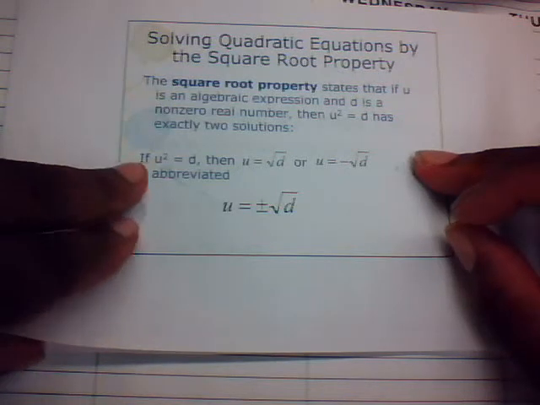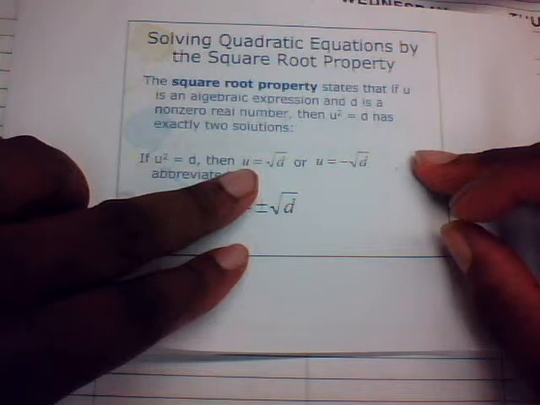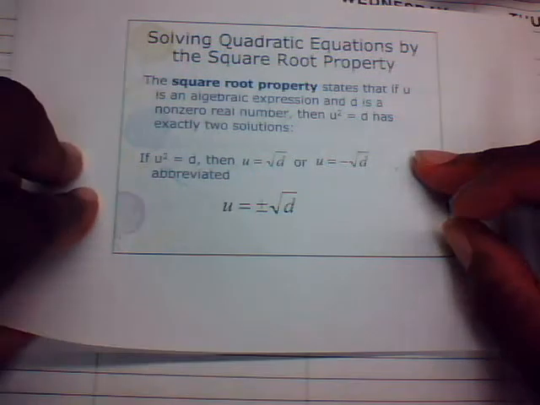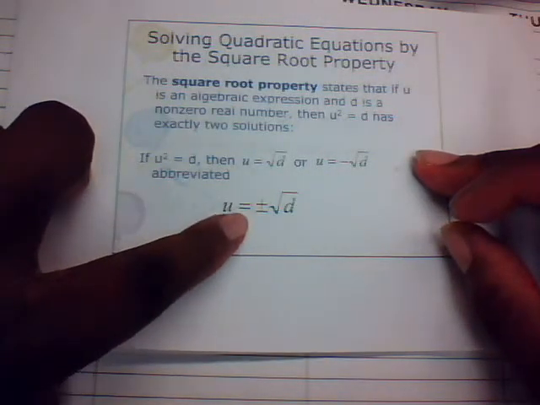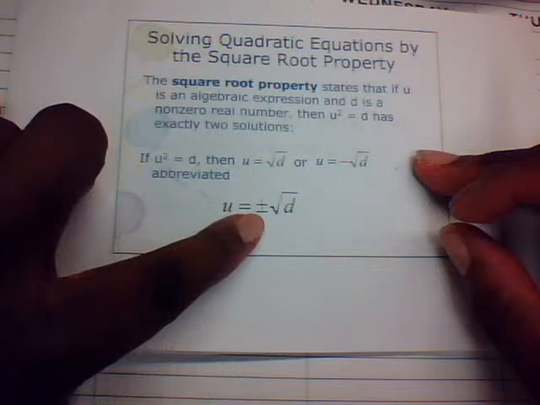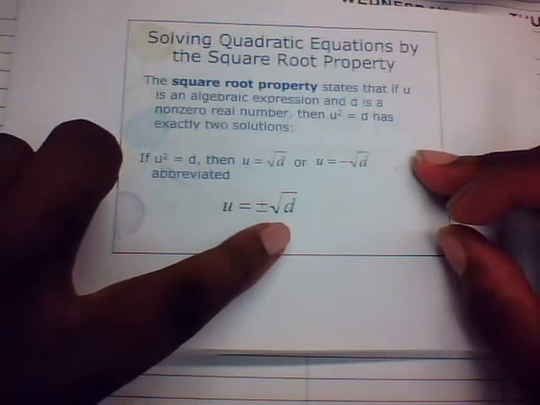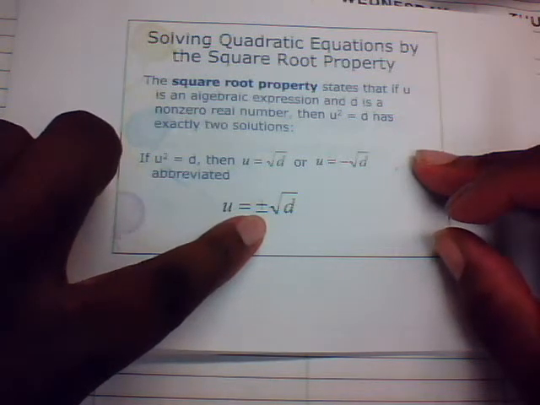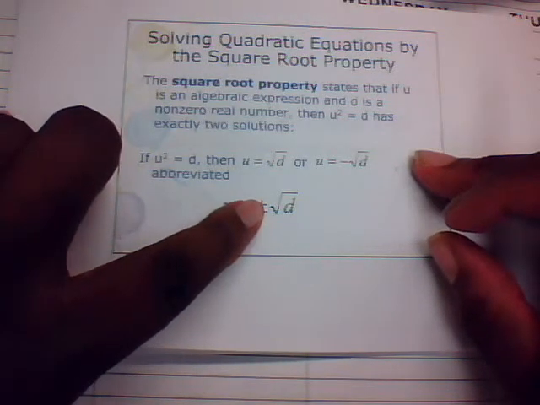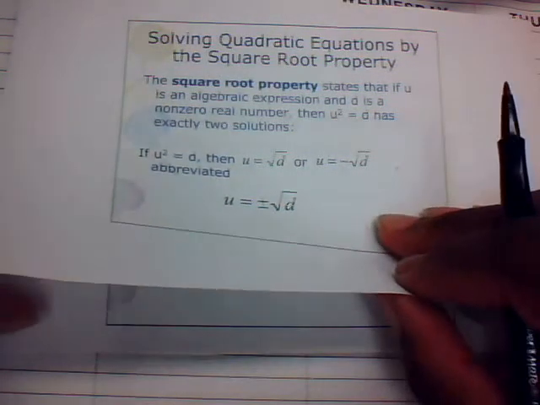And that means this: if u squared is equal to d, then u is going to be equal to the square root of d, or u is equal to negative square root of d. And that can be abbreviated as this: u is equal to plus or minus square root of d. Okay, that's how we can abbreviate this, using the symbol plus or minus.